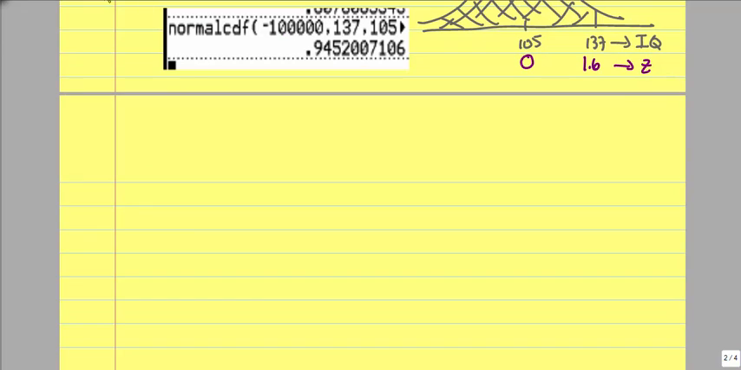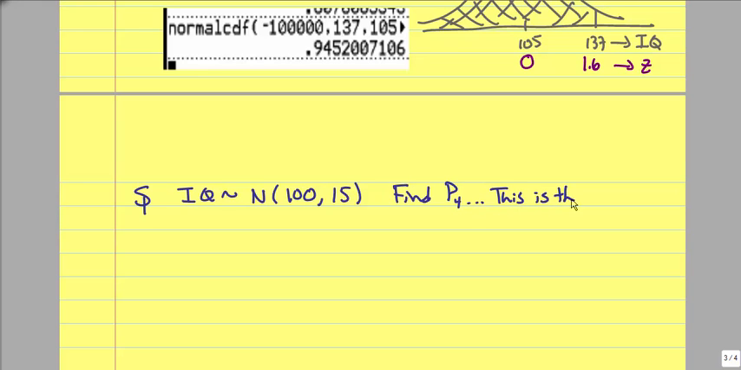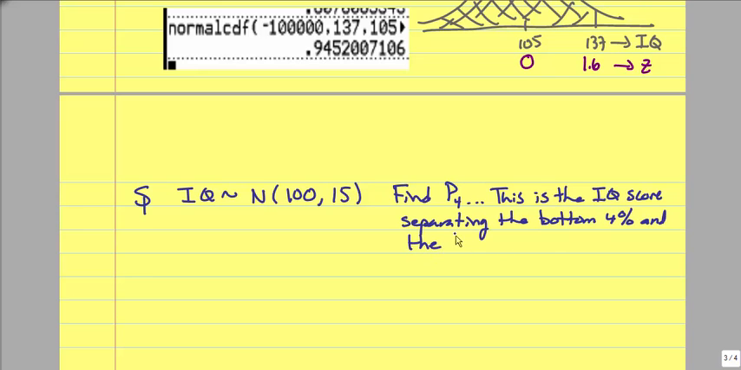Okay, now for a percentile problem, a picture will really help. So let's again suppose we have IQ scores that are normally distributed with a mean of 100 and a standard deviation of 15. Okay, so now what we want to do here, the directions are, they want us to find P sub 4. Now this is the IQ score separating the bottom 4% from the top 96%.